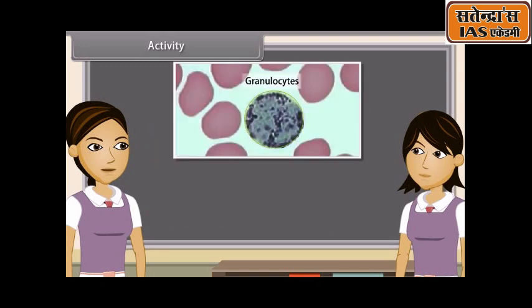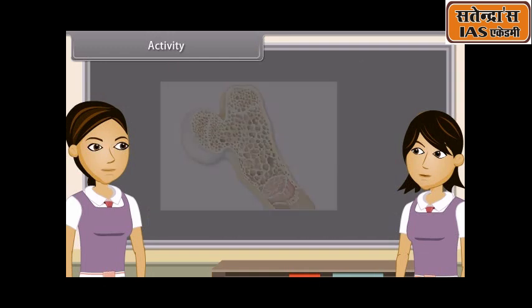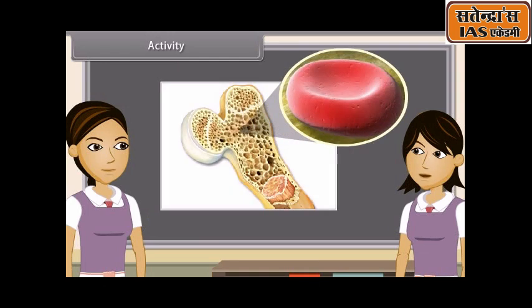Granulocytes containing cytoplasmic granules and lobed nucleus. They are of 3 types, neutrophils, acidophils and basophils. Blood platelets are minute, anucleated, fragile fragments of giant bone marrow cells called megakaryocytes.